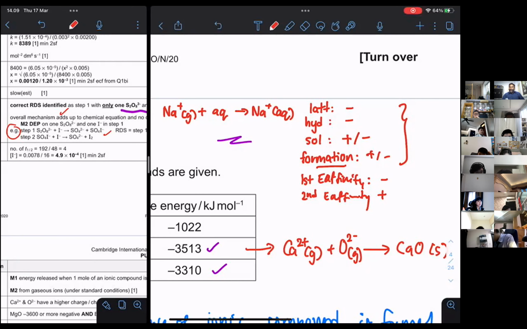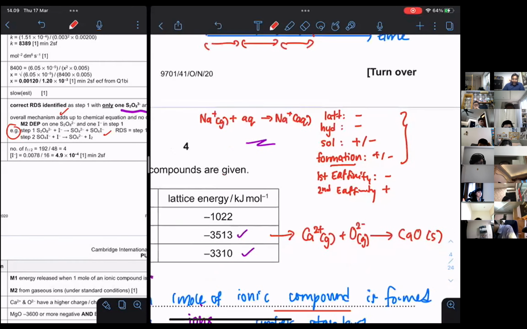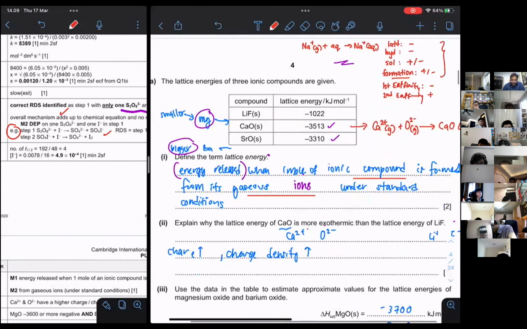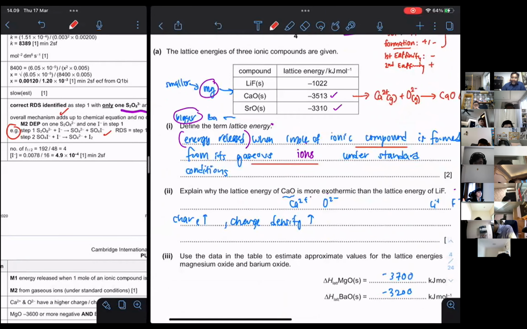I think I went through most of the stuff over there. Now I'll come back to the question over here. Explain why the lattice energy of CaO is more exothermic than the lattice energy of LiF.